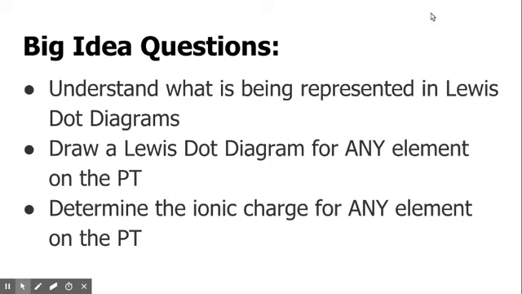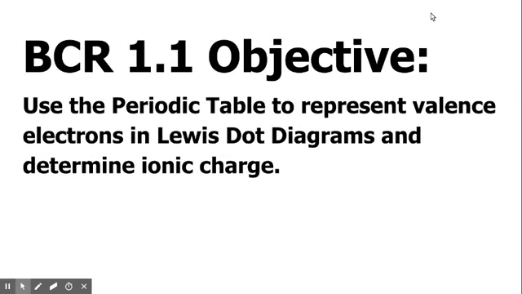Big idea questions you need to be able to answer: understand what is being represented in Lewis dot diagrams, draw Lewis dot diagrams for any element on the periodic table, and determine any ionic charge for any element on the periodic table. So the last thing, just as a recap, objective 1.1 is use the periodic table to represent valence electrons in Lewis dot diagrams and determine ionic charge.